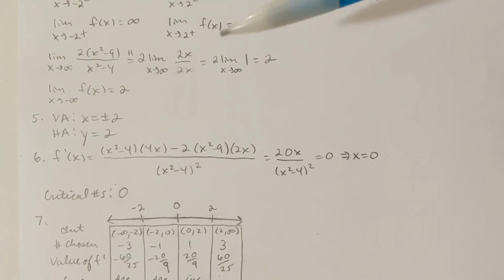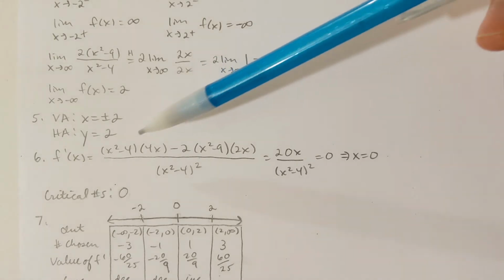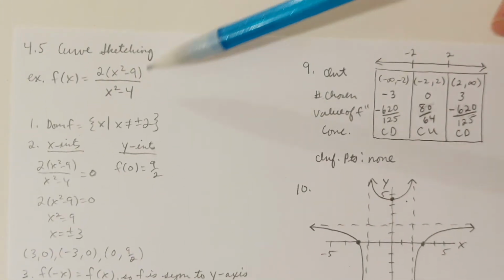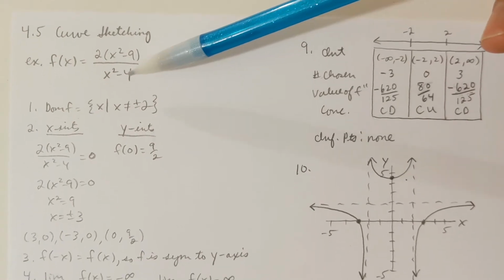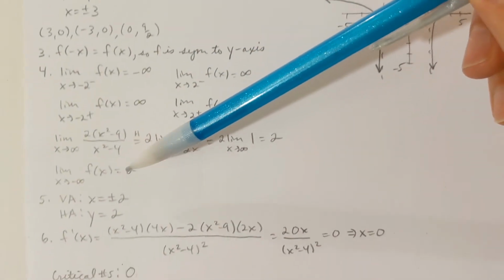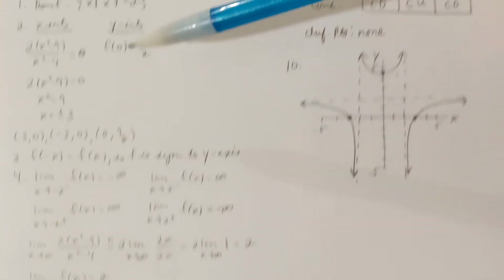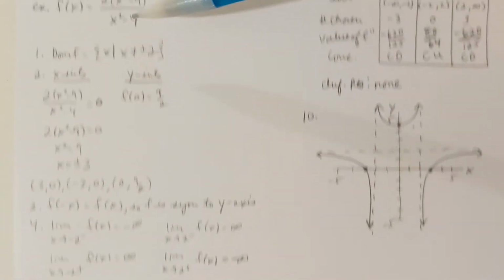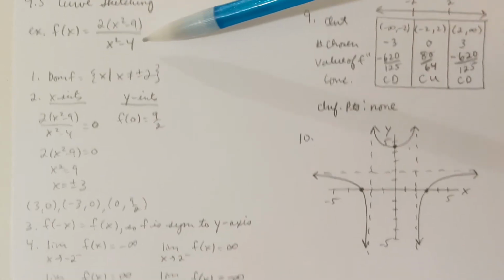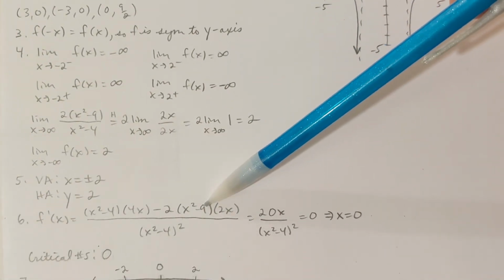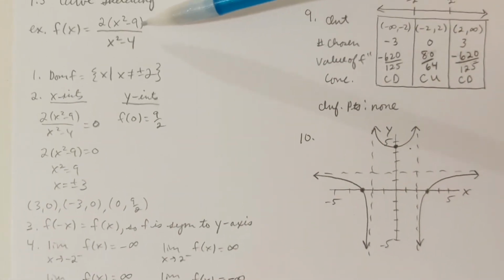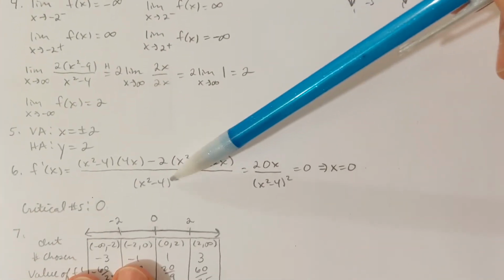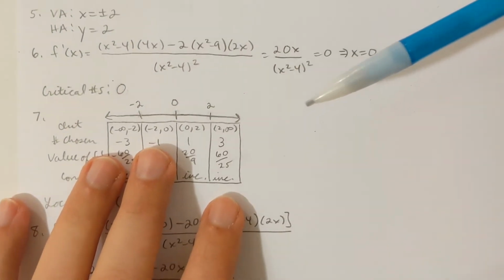Okay. Step 6 is where we want to compute the first derivative and then find the critical numbers. F prime of x is going to be a quotient rule. So we've got the bottom times the derivative of the top. The derivative of 2x squared would be 4x, and then minus the top, which is 2 times the quantity x squared minus 9, times the derivative of the bottom. That'd be 2x, and this is all over the denominator squared.